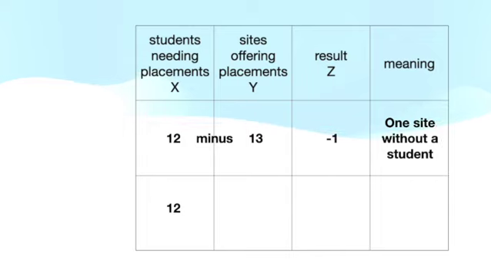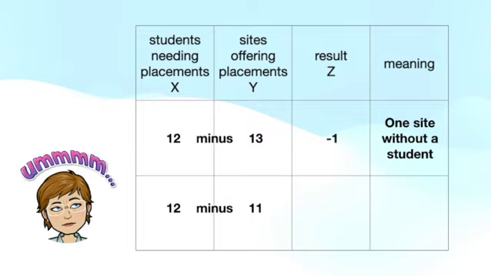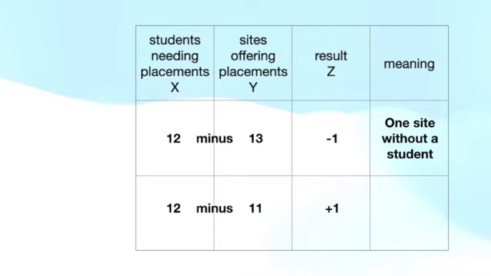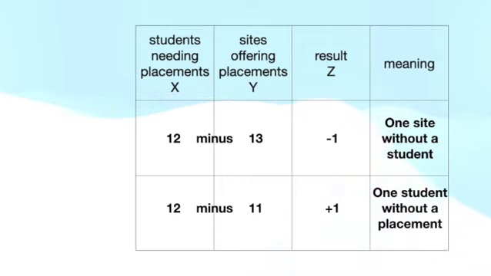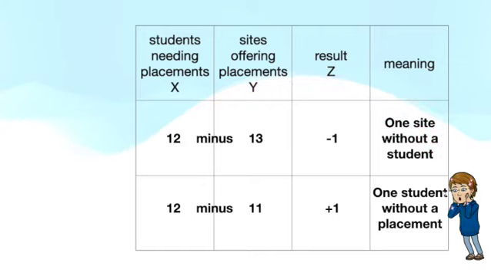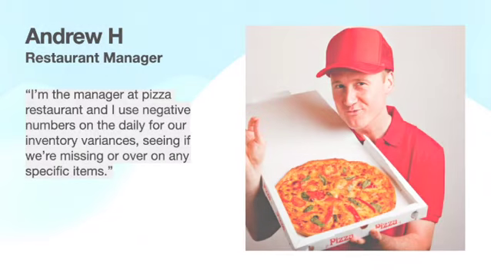Okay, here's another example. Again, 12 students needing placements. This time we have 11 sites offering placements. We subtract 12 minus 11 and you get a +1. What does that mean? Well, it means you have one student that doesn't have a placement. That's a problem because students have to have so many hours of credit in order to receive their degree. So that's no good.